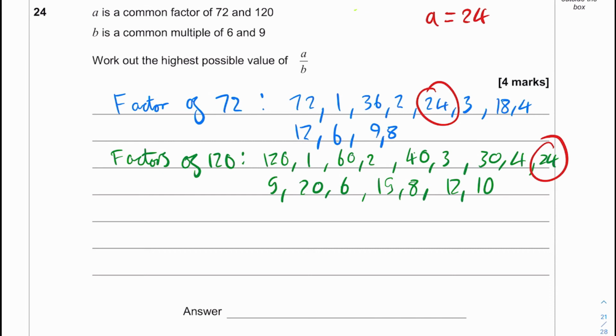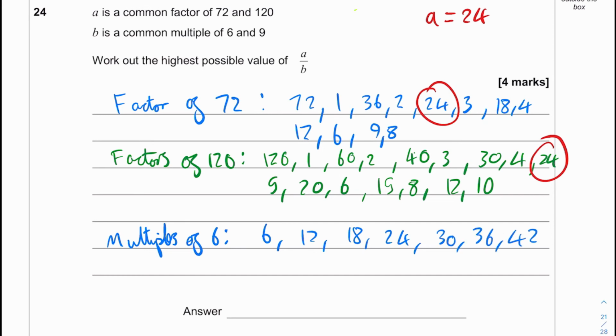Okay, so for B, what we need to do is write down the multiples of 6 and 9, to find a common multiple. So if we write down multiples of 6, we've got 6, 12, 18, 24, 30, 36 and 42, and then we'll do the same for 9, so we've got multiples of 9, and they are 9, 18, 27, 36 and 45.